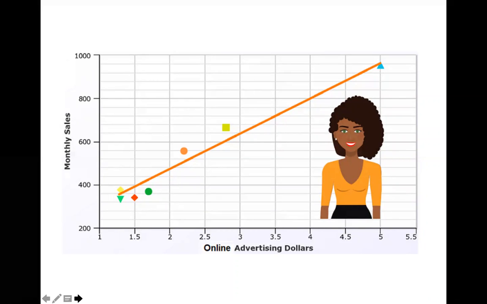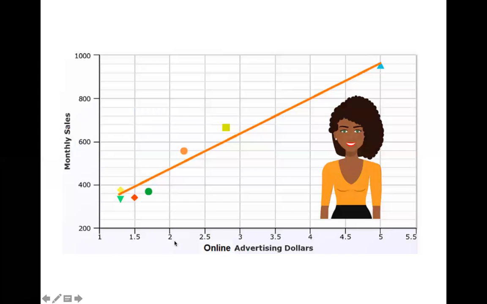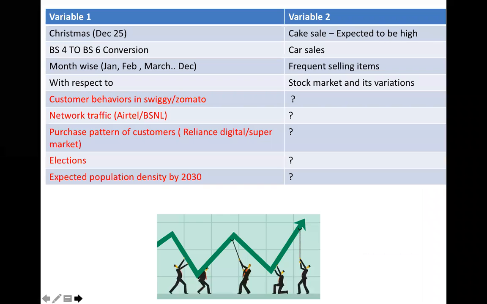And let us go to the slide. So these are all variables. There will be variable 1 and variable 2. So what will be variable 1? When there is Christmas, cake sales will increase. Yes or no? When there is a season of Christmas, the sales of cake will go on in an increasing curve. And when there is a BS4 to BS6 conversion of the vehicle, then the car sales will get increased. So these are some of the variables that have influence over another variable.